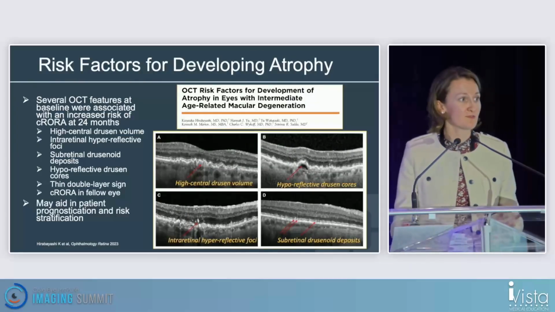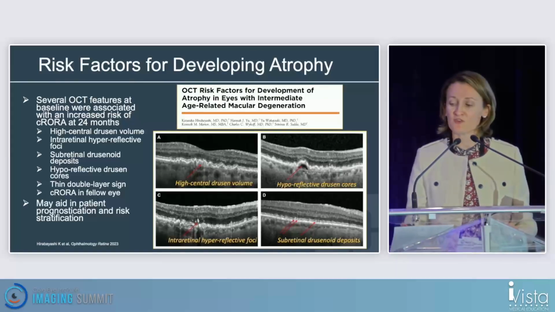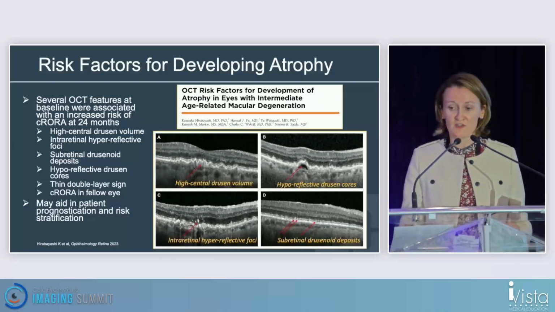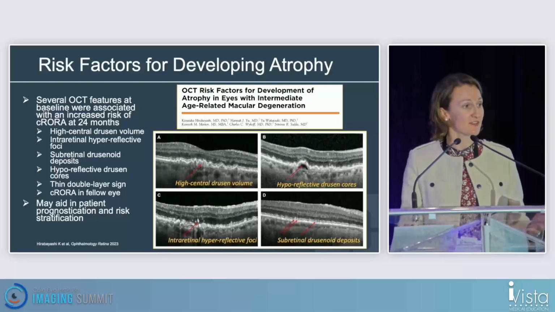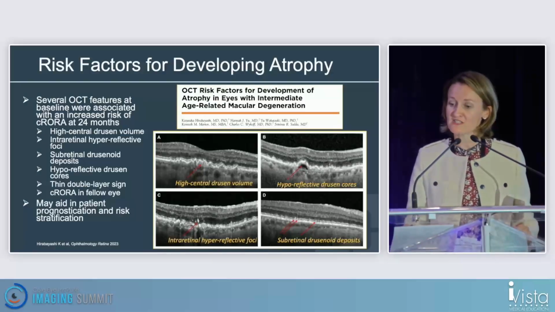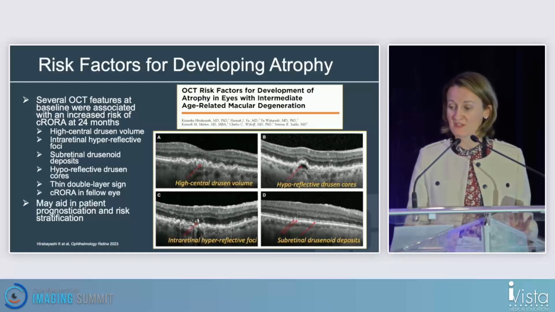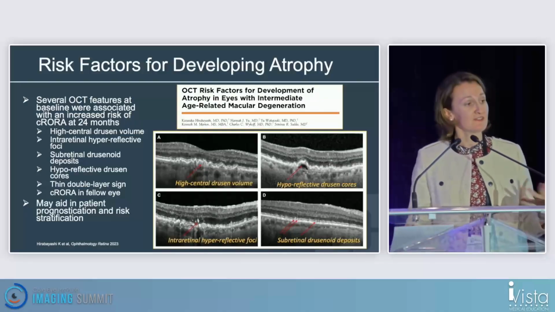So as we know, there are a bunch of studies looking at, in general, imaging risk factors for those patients who are going to go on to develop atrophy. This is a paper from Voss looking at OCT features for which patients were found to have increased risk of C-RORA at 24 months. And these are the things that we talk to our trainees about when we're in clinic: high central drusen volume, hyperreflective foci, hyperreflective drusen core, C-RORA in the other eye.